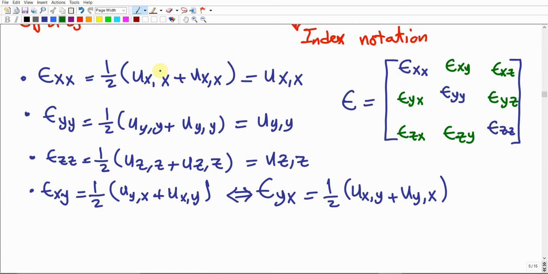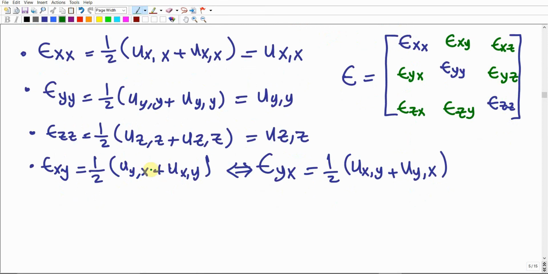So the diagonal component, no problem. The off-diagonal component, as you can see, epsilon xy should equal epsilon yx, and this is one of the properties, or the important property, of any symmetric tensor. So that's why the strain is a symmetric tensor. For a symmetric tensor, epsilon xy should equal epsilon yx. The same thing, epsilon xz should equal epsilon zx. Epsilon yz should equal epsilon zy. And this is what we have proved here, right?